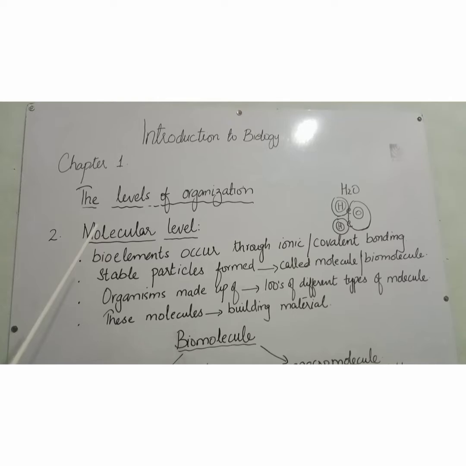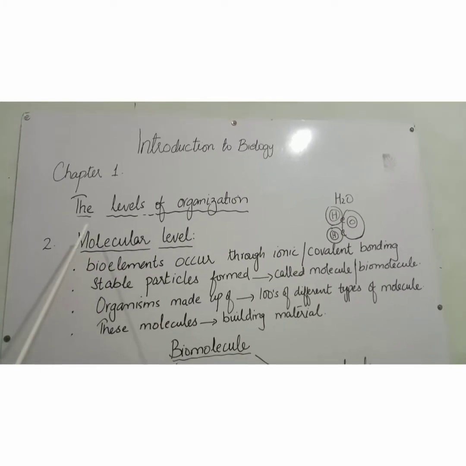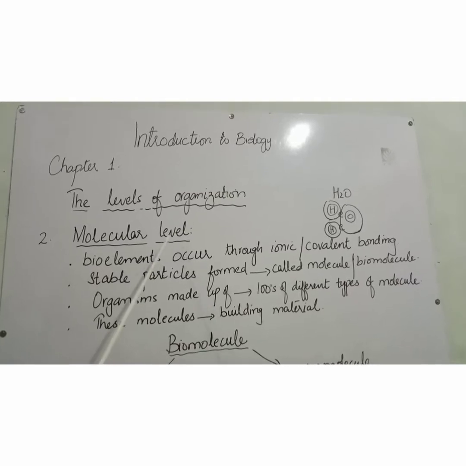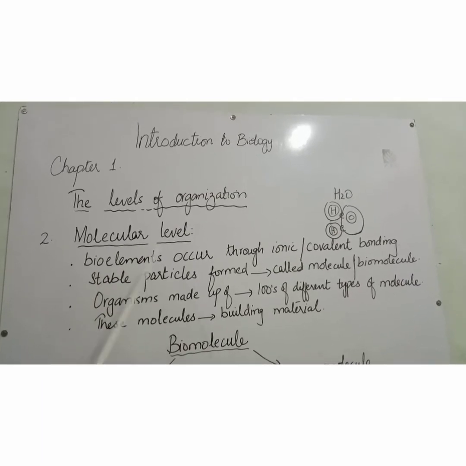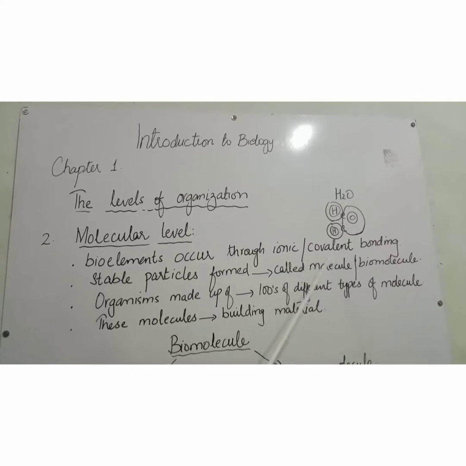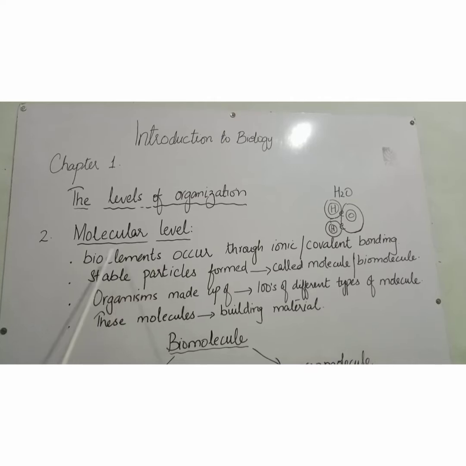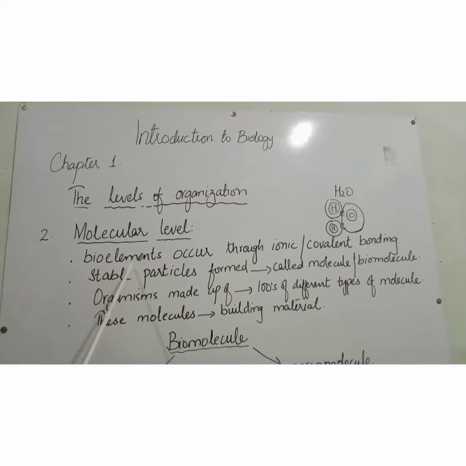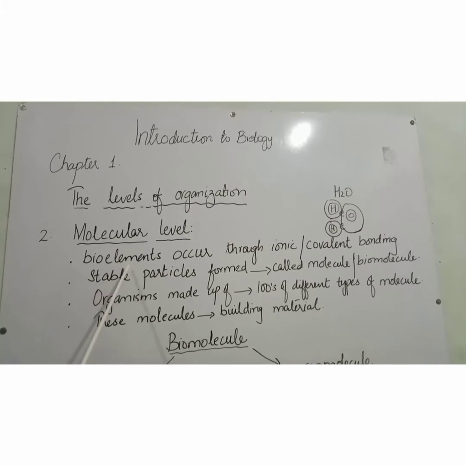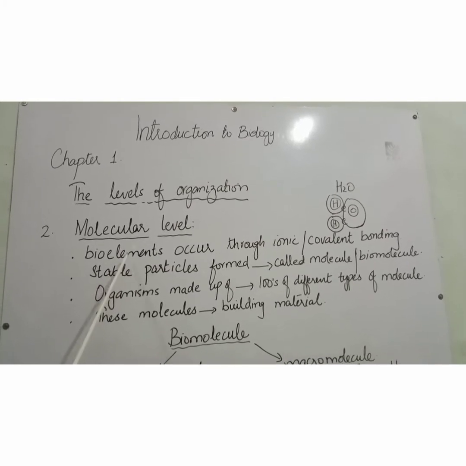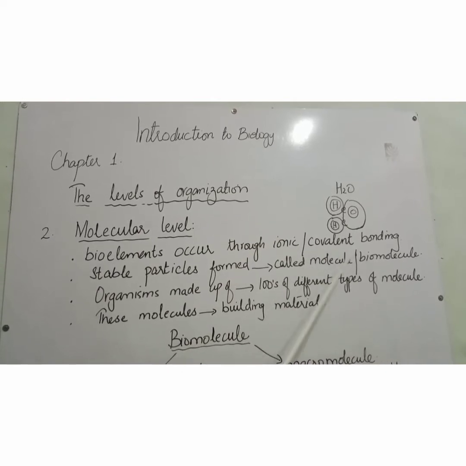Alright students, now the second level of organization of living things is the molecular level. What happens at this stage is that bioelements combine through ionic or covalent bonding. These bioelements are the chemical elements that occur naturally in the human body, forming for example lipids, proteins, carbohydrates, etc. They occur through ionic or covalent bonding.